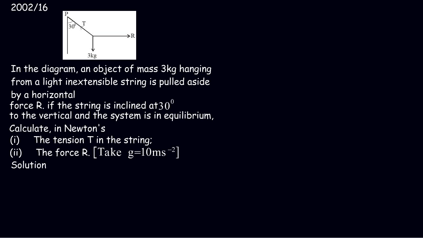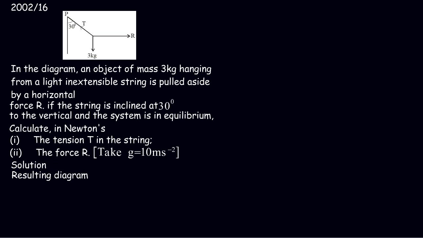It states that in the diagram, an object of mass 3 kg hanging from a light inextensible string is pulled aside by a horizontal force R. If the string is inclined at 30 degrees to the vertical and the system is in equilibrium, calculate in Newton 1. The tension T in the string, 2. The force R. Take g to be equal to 10 meters per second squared.